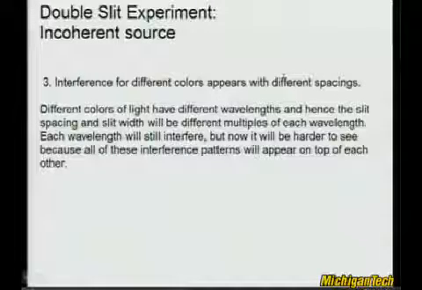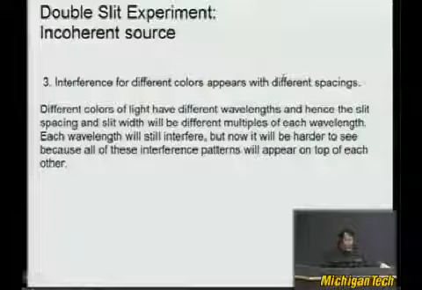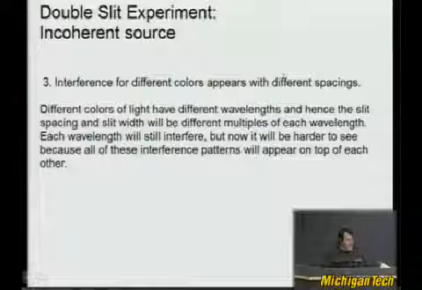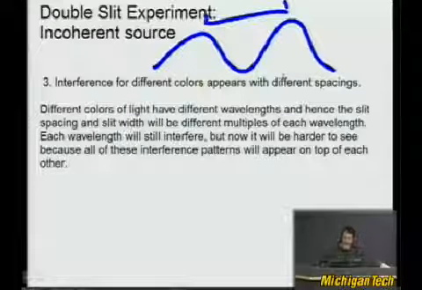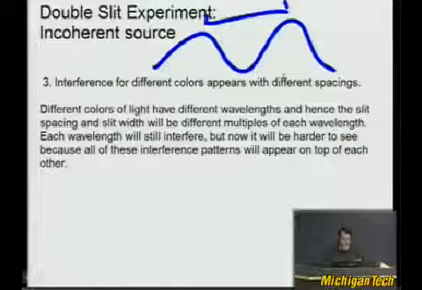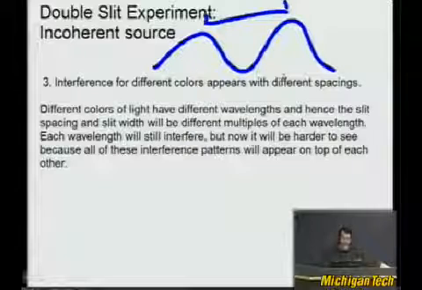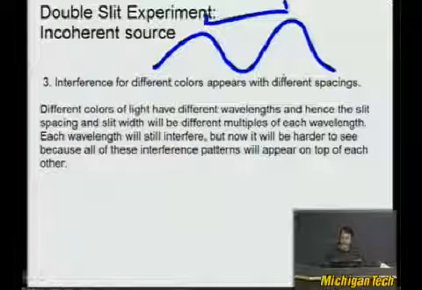Interference for different colors appears with different spacings. As you would have guessed from when we talked about the radio waves and the gamma rays, you get different spacings. It depends on the wavelength here. And supposedly for one different lambda, all the photons have the same wavelength. So different colors of light will have different wavelengths, and each of these colors will interfere. Each of them will. But they'll all interfere with slightly different spacings.